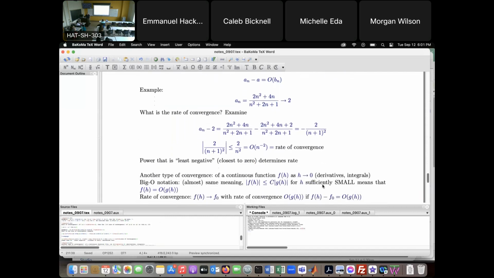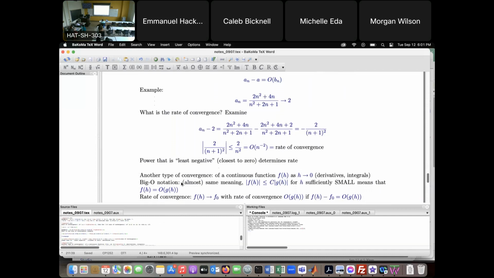Okay, now that's about sequences a_n as n goes to infinity. It's also worthwhile to look at rate of convergence of continuous functions, like a function f of h, as h goes to 0. An example of such a function might be a difference quotient that defines a derivative. You have f of x plus h minus f of x, over h. As h goes to 0, that converges to a derivative. But at what rate?